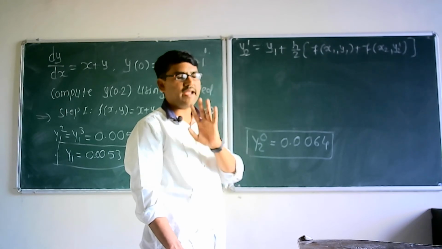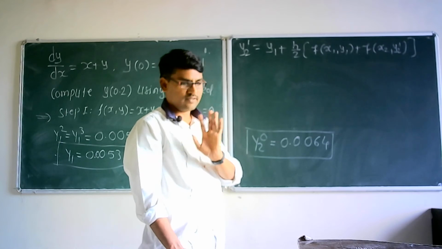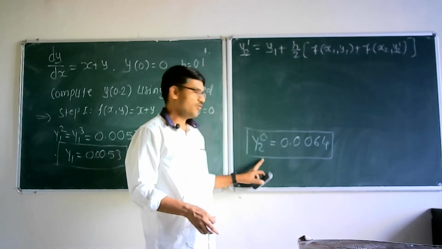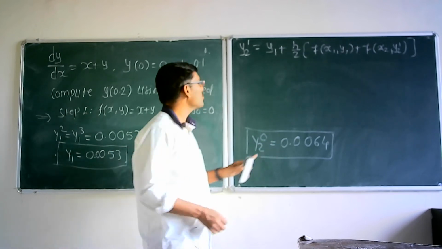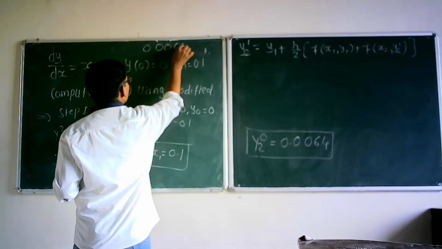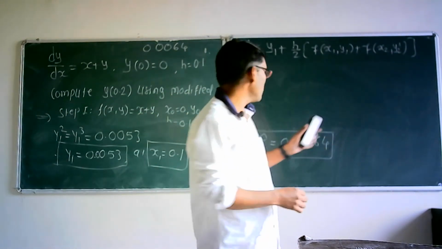and say that this is our value of y2 at x2. So do remember this answer. What is our y2? 0.0064. This answer is obtained by the Euler method. Now we are going to check what the answer will be by using the modified Euler method.